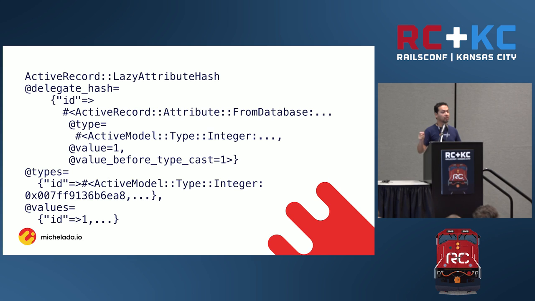user.id, as you can see, there is another variable inside of the Lazy Attribute Hash, which is the delegate hash. This one actually contains the value that comes as a raw value from the database, and the final value as it was casted. For example, if this were a timestamp, we're going to see on the value before cast that it was just a string, and the value will be the actual Ruby type that represents the data. So, yes, it's working lazy.